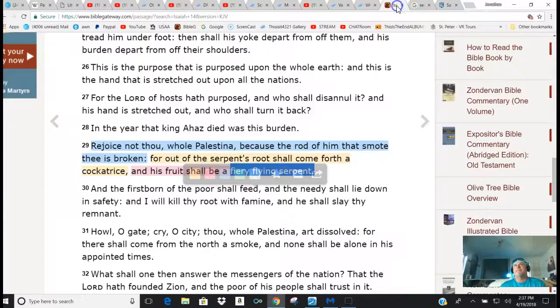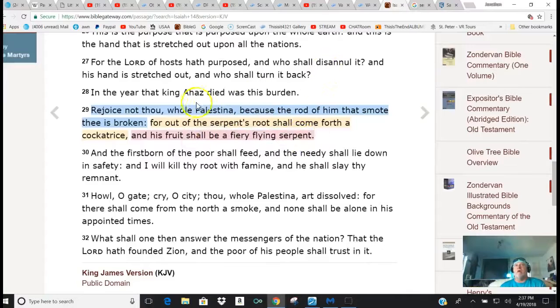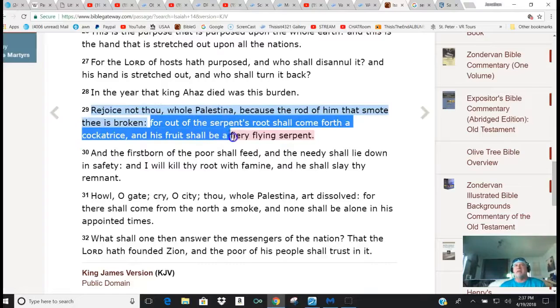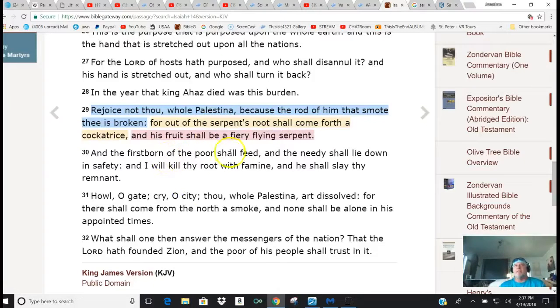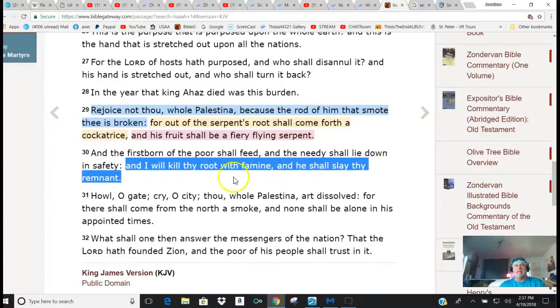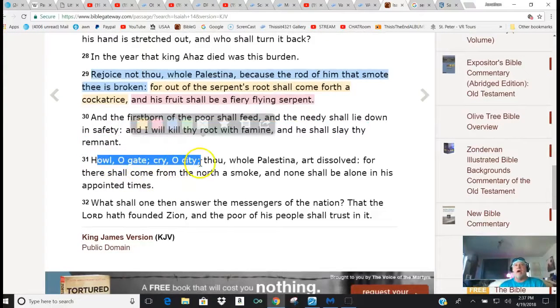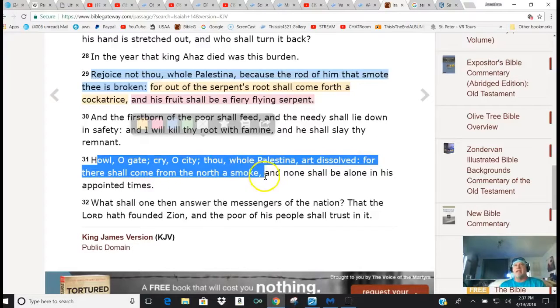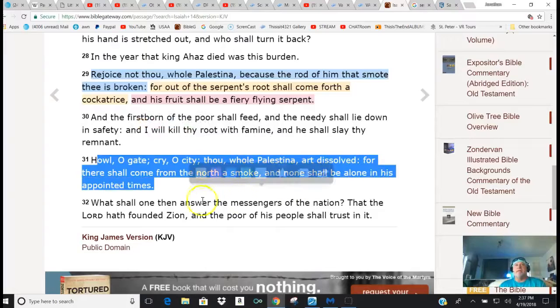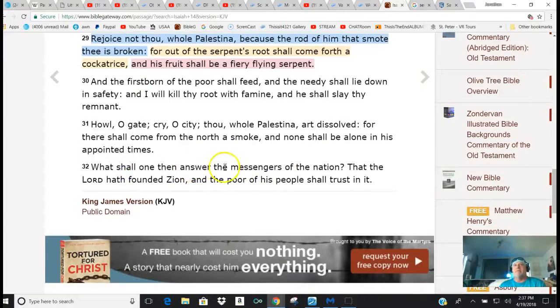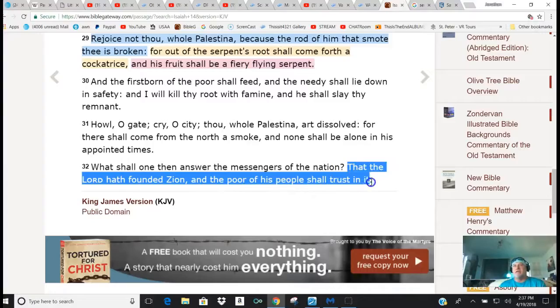Isaiah 14. Rejoice not, thou whole Philistina, because the rod of him that smote thee is broken. For out of the serpent's root shall come forth a cockatrice, and his fruit shall be a fiery flying serpent. And the firstborn of the poor shall feed, and the needy lie down in safety. And I will kill thy root with famine, and slay thy remnant. Howl, O gate, cry, O city, thou whole Philistina art dissolved. For thou shalt come from the north a smoke, and none shall be alone in his appointed times. What shall one then answer the messengers of the nation, that the Lord hath founded Zion, and the poor of his people shall trust in it?